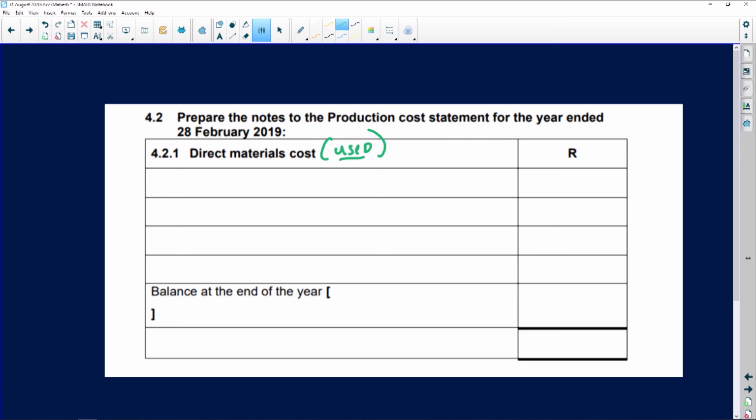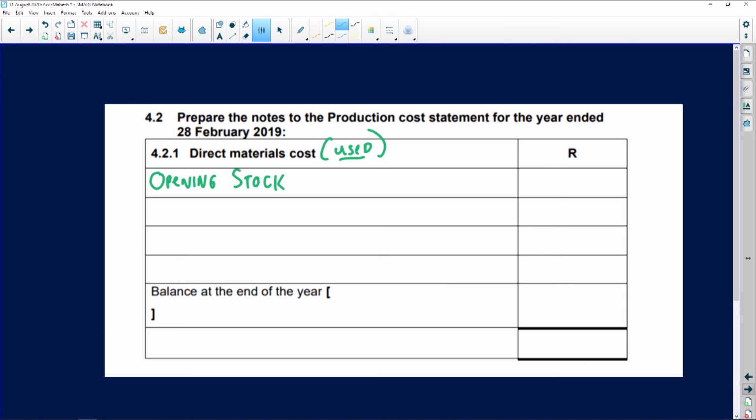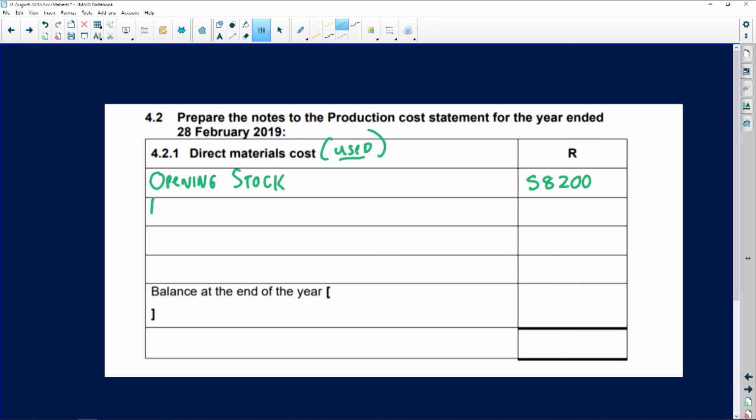Right, so direct material cost, we are going to start off with opening balance or opening stock. So at the beginning of the financial year, let's go back to our information. My raw material stock at the beginning of the year, an amount of 58,200, and I'm going to take that through to my note. So 58,200.